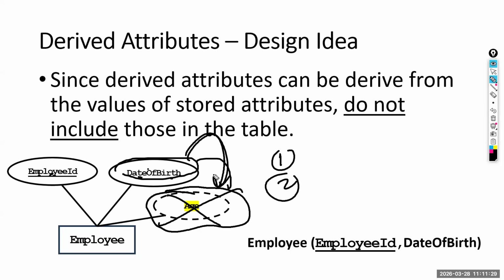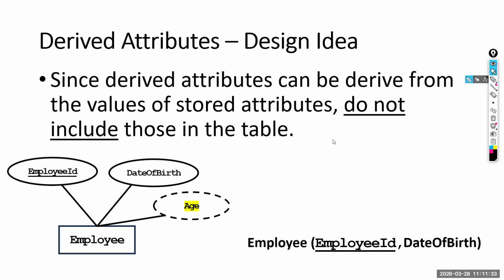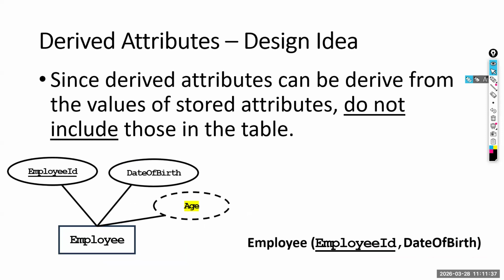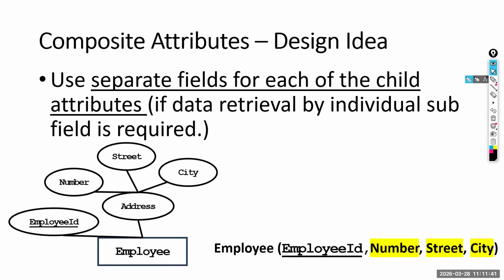So and we don't need both. That is waste of space as well. Right. So therefore, don't allocate fields for derived attributes. Then if you have composite attributes, make sure you have separate fields for sub-attributes. You forget about this. Rather, you have number, street, and city, three fields.